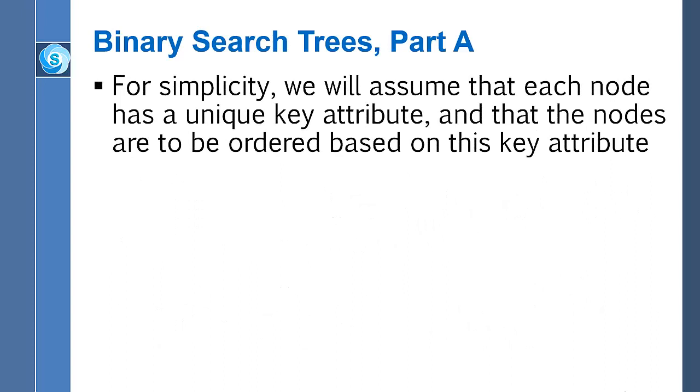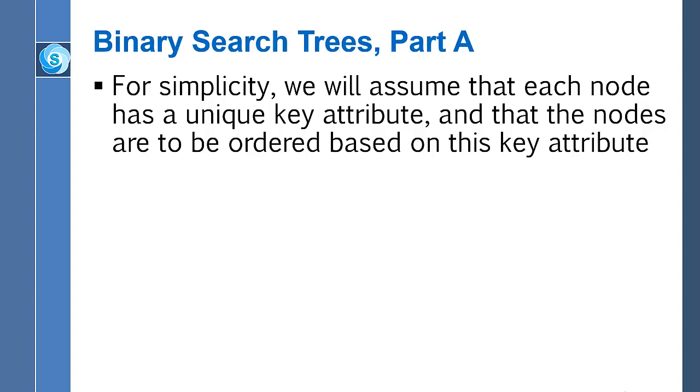We're now ready to state precisely what the order rules are for the data in a binary search tree. Okay? We'll assume that each node has a unique key attribute and that we're sorting the data based on this key attribute. So, for example, if we were maintaining student records again, then we could use social security number or student ID number. Student ID number would be a suitable key attribute. And we'd be able to order the students based on student ID numbers.